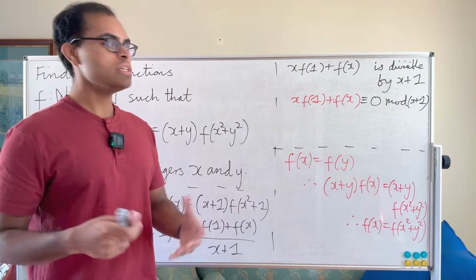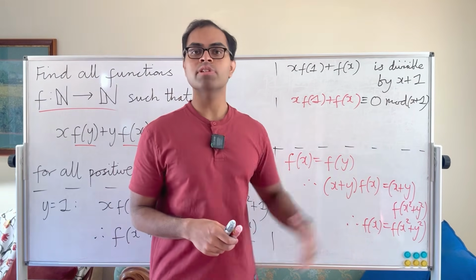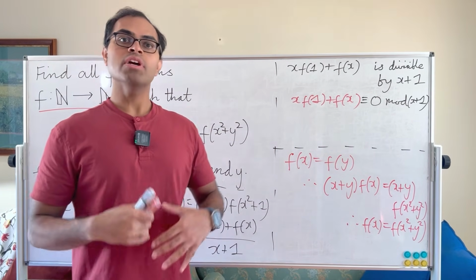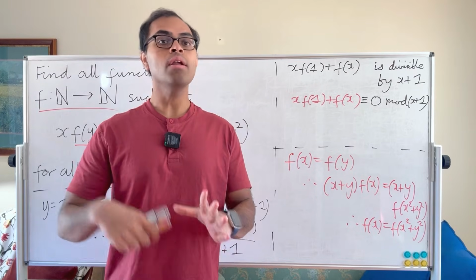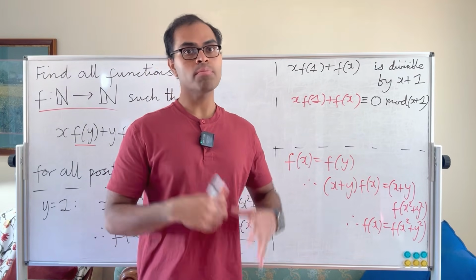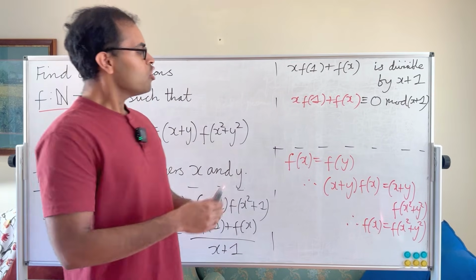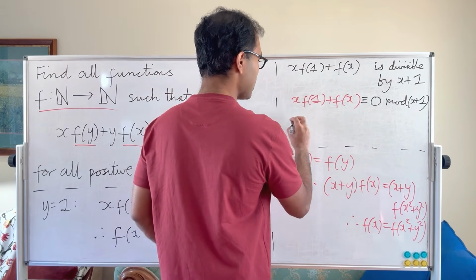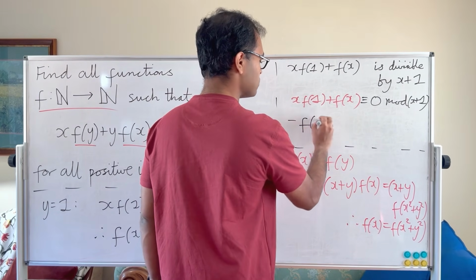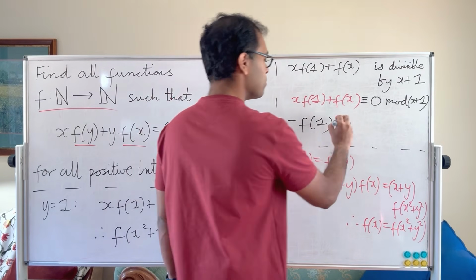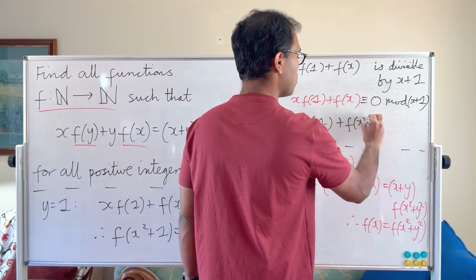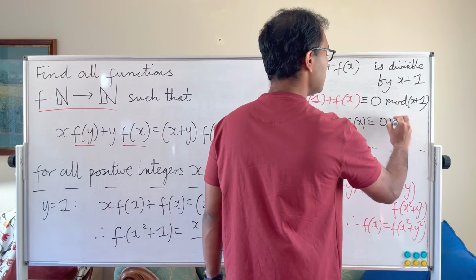So when you divide x by x plus 1, the remainder is minus 1, because 1 times x plus 1 minus 1 is x. So minus 1 is the remainder when you put a multiple of x plus 1 into x. In modular arithmetic language, we can rewrite this equation by saying minus 1 times f of 1, or minus f of 1 plus f of x, is going to be congruent to 0 mod x plus 1.